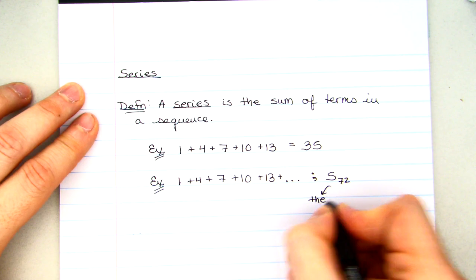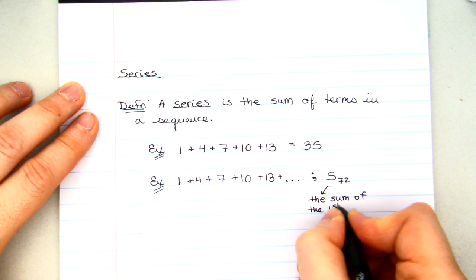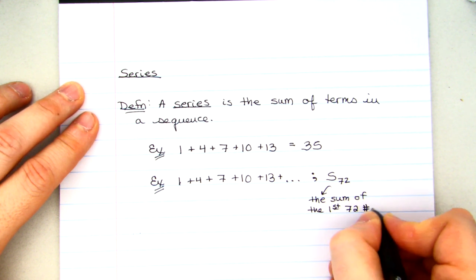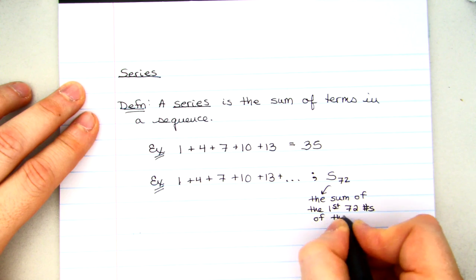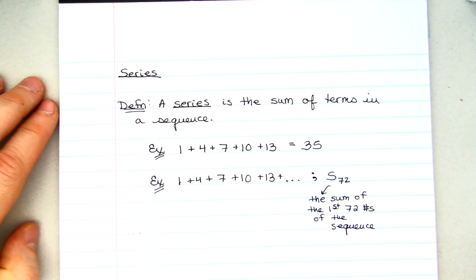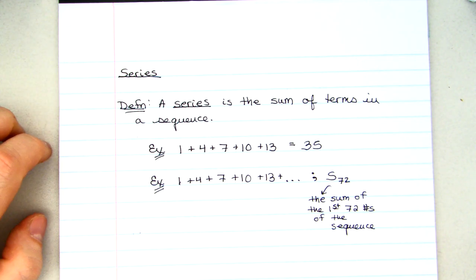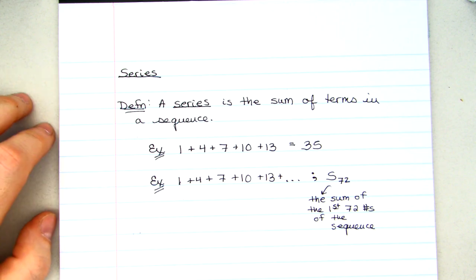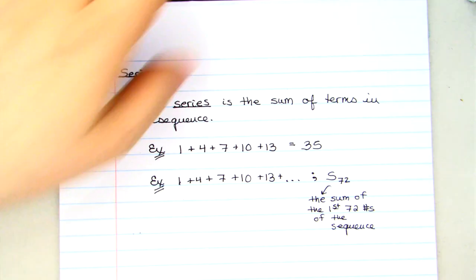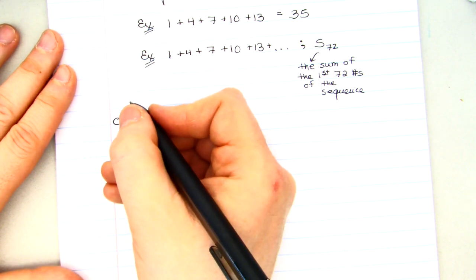The sum of the first 72 numbers of the sequence, or 72 terms of the sequence. We'll deal with that next two classes when we talk about arithmetic series and geometric series. But there's another way to show series. Do you remember something involving a Greek letter from last year? Sigma notation. That's what we need to look at, and that's really what we're going to deal with for the rest of today.